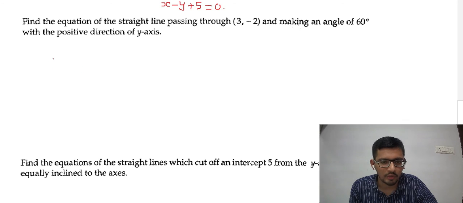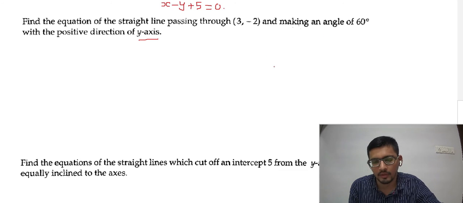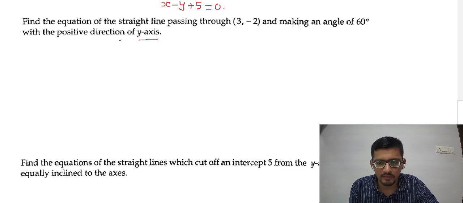Students, now let's move to the next example. What they're telling here: find the equation of the line passing through (3, -2) and making an angle of 60 degrees with the positive direction of the y-axis. That means you cannot take this as theta to find the slope m equal to tan theta, because this angle is with respect to the y-axis.